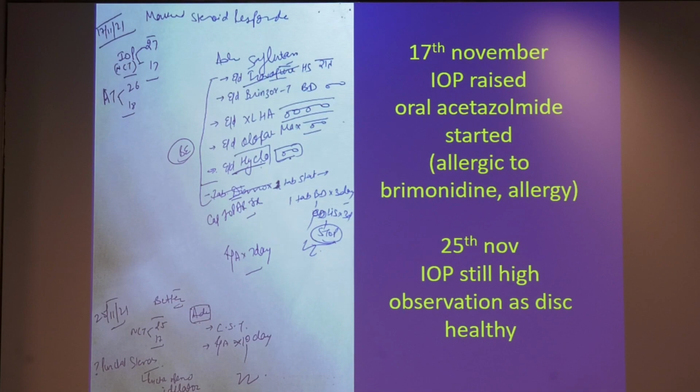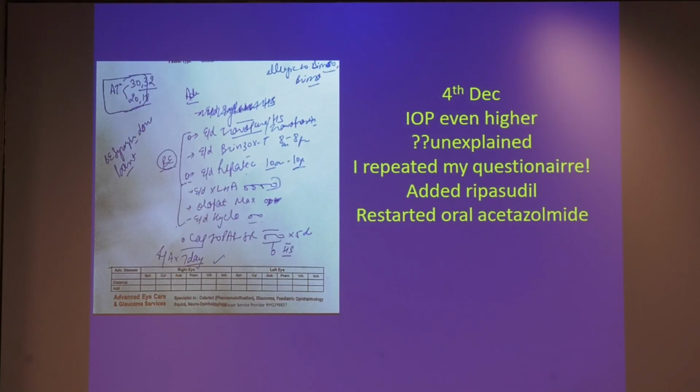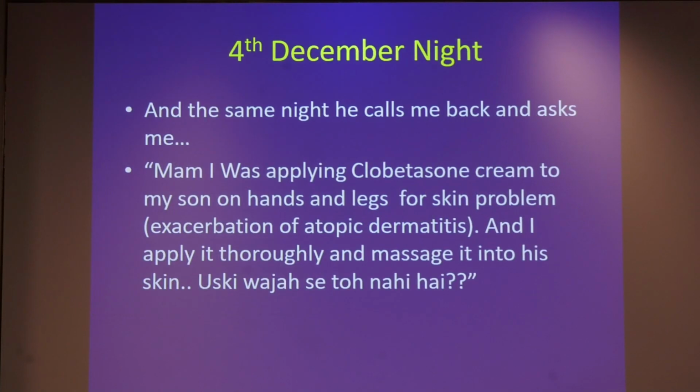The patient was allergic to brimonidine. Then on 25th November, the IOP was still higher. I was still observing, since the disc was healthy. IOP that day was 25, 26. On 4th December, the steroids had already been stopped about 10 days back, but the IOP today was 30, 32. I could not explain. I asked my questionnaire again if there was something else he was doing differently.